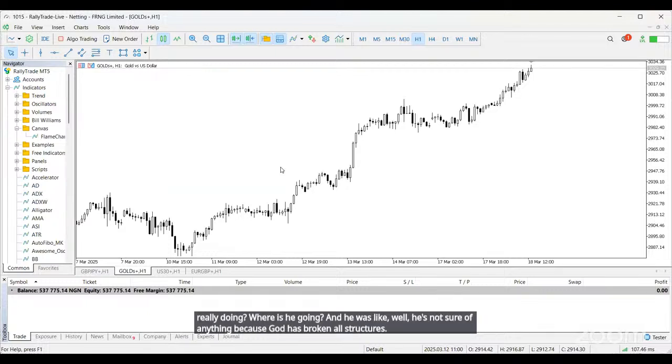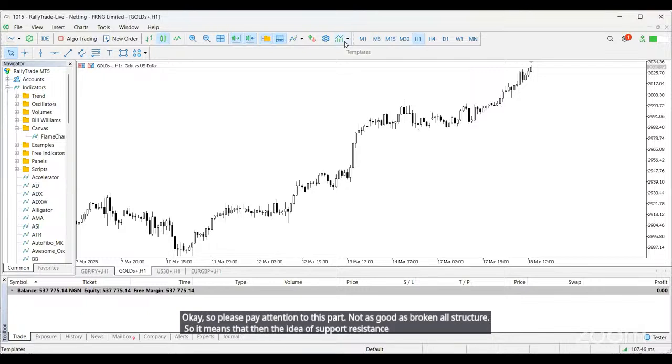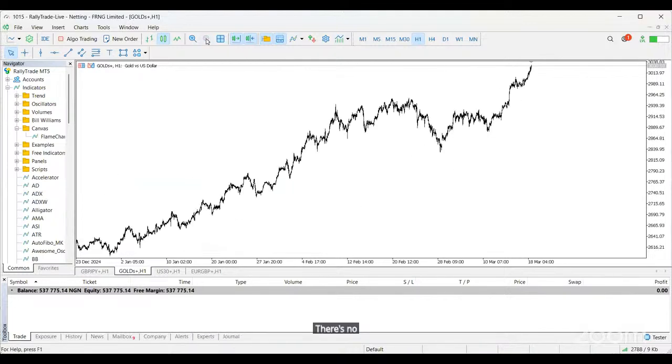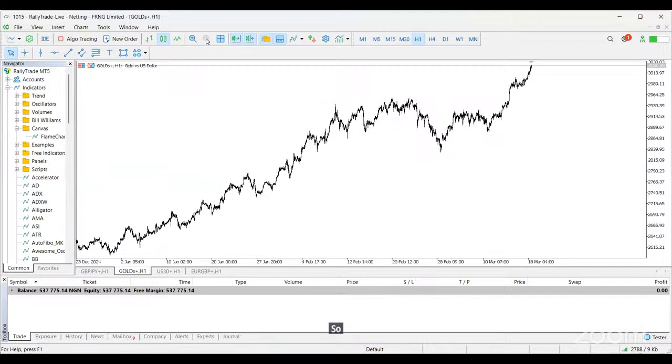Okay, so please pay attention to this part. Now that gold has broken all structures, the idea of support and resistance will still come into play, but you need to be very careful. If we look at what we have here, there's no more resistance, right? So the sky is the limit, as Nigerians will say, or is it an English word? There's nobody stopping gold right now.